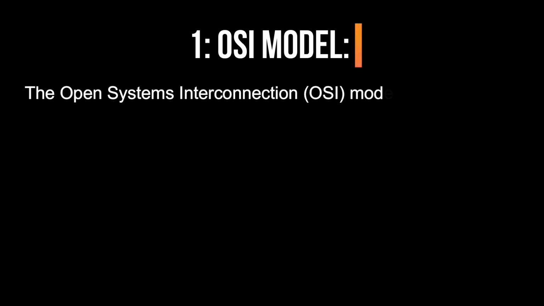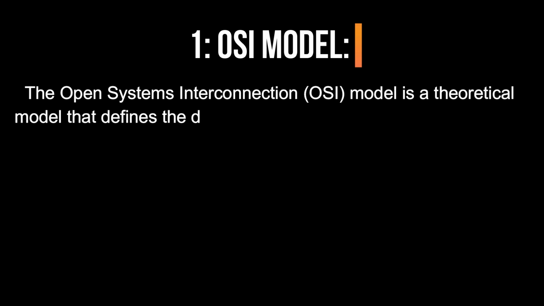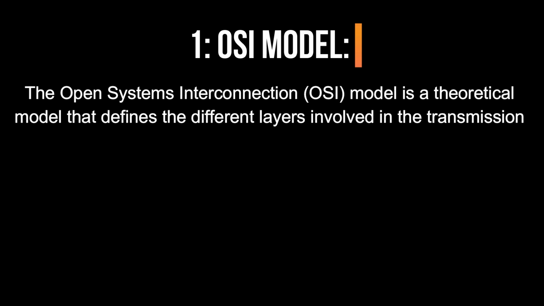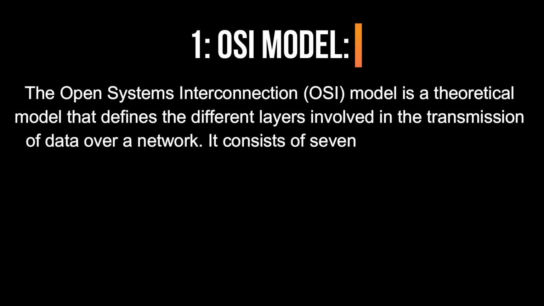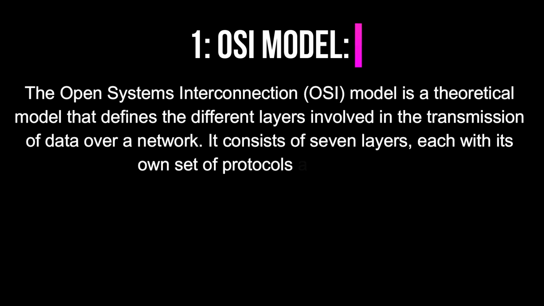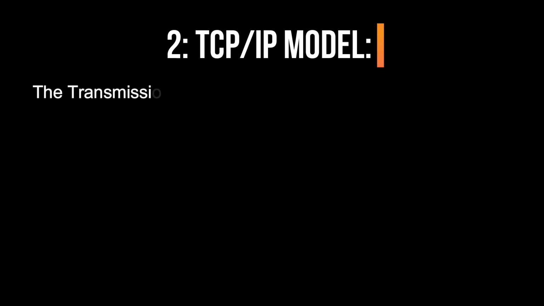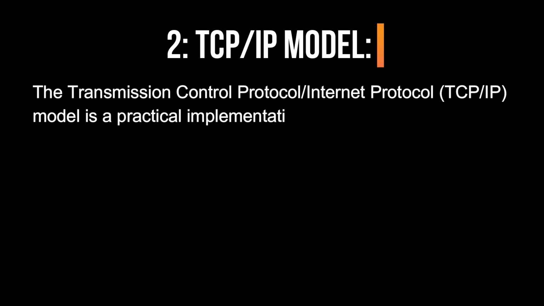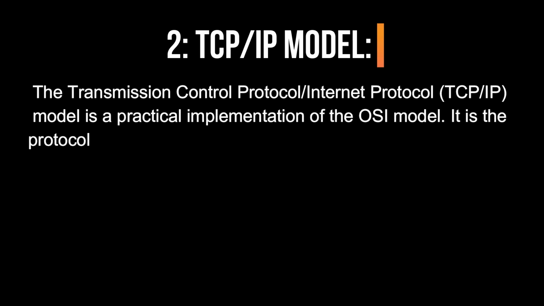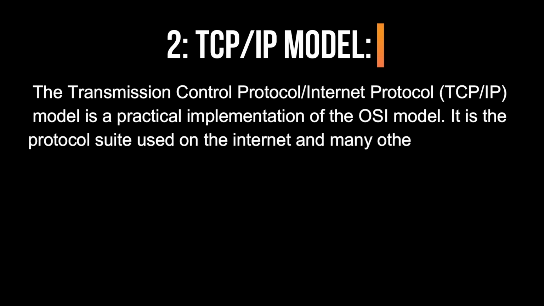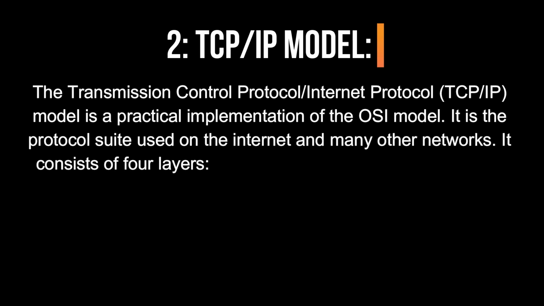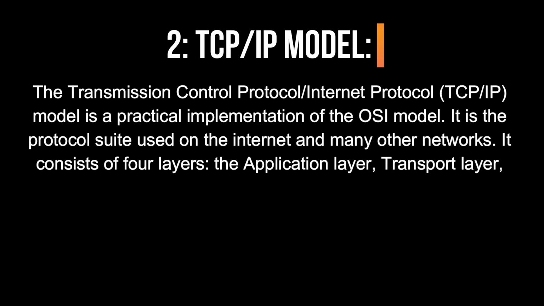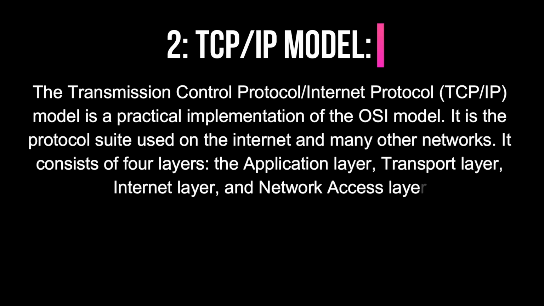1. OSI model. The Open Systems Interconnection (OSI) model is a theoretical model that defines the different layers involved in the transmission of data over a network. It consists of 7 layers, each with its own set of protocols and functions. 2. TCP/IP model. The Transmission Control Protocol/Internet Protocol (TCP/IP) model is a practical implementation of the OSI model. It is the protocol suite used on the Internet and many other networks. It consists of 4 layers: the application layer, transport layer, Internet layer, and network access layer.